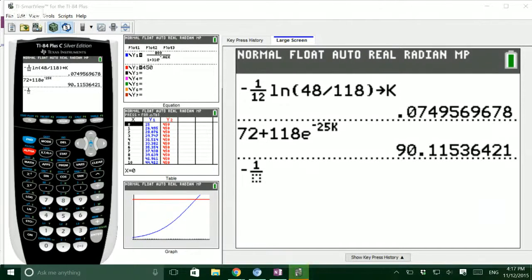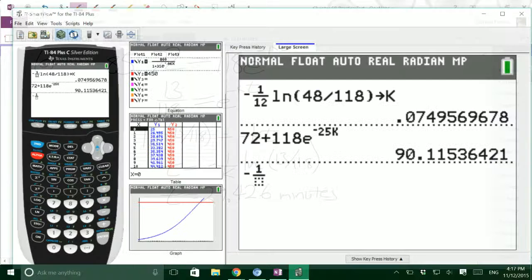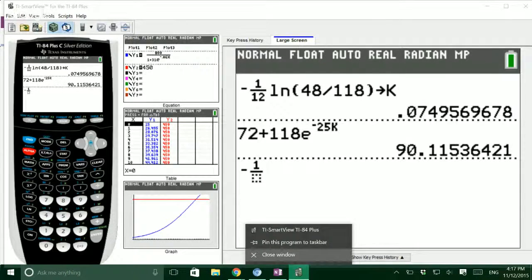Yeah, it doesn't want to do anything. Now it won't close.